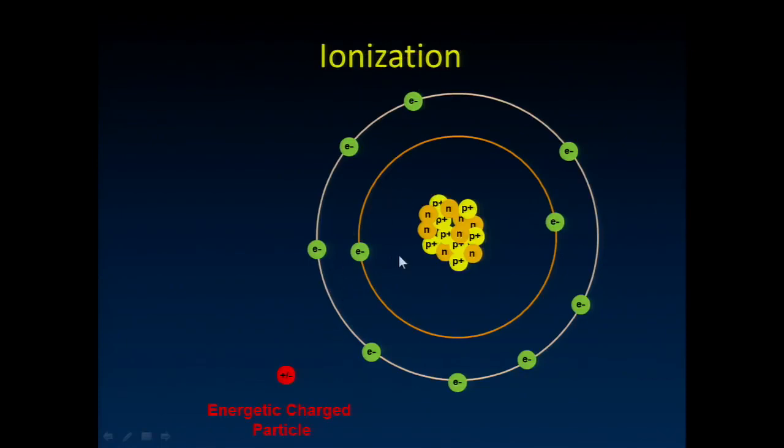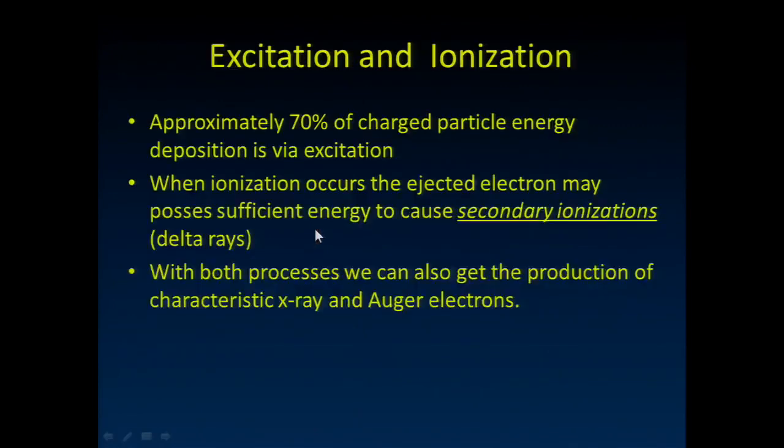Ionization is a very similar thing happening, but now the interaction is strong enough so that the electron breaks free, creating an ion. And we've already talked about what happens once this occurs: we can get some of those characteristic X-rays and Auger electrons. Approximately 70% of the interaction of charged particles is deposited via excitation. When ionization occurs, that ejected electron might possess sufficient energy to kick additional electrons out of their shells in neighboring atoms. We refer to those as delta rays.